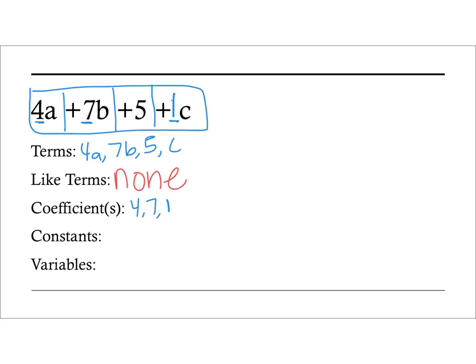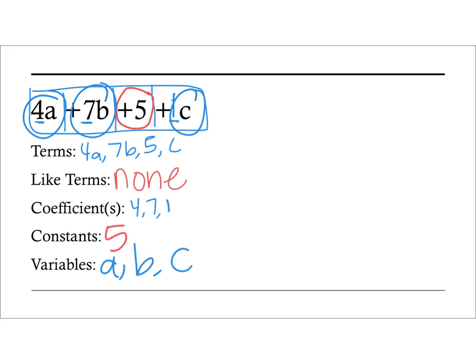Next are my constants. Those are going to be my ones that are constantly alone, and I only have one constant here, which would be 5. And then lastly, let's list our variables. Those are going to be our letters. So I have an A, I have a B, and I have a C. And that's it. I want you to do the next couple slides and then check the key to make sure that you're doing it correctly.